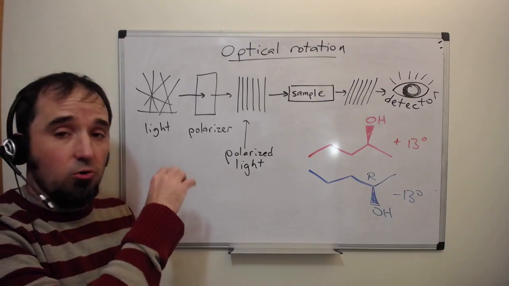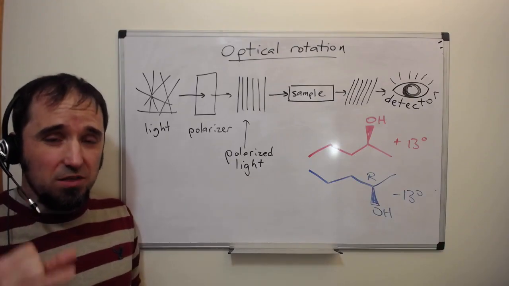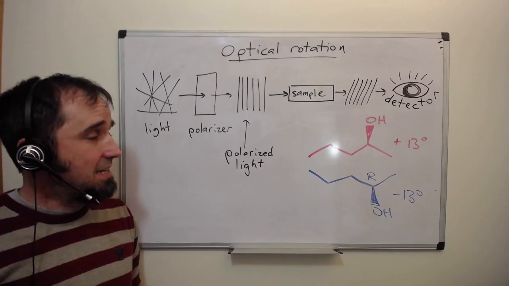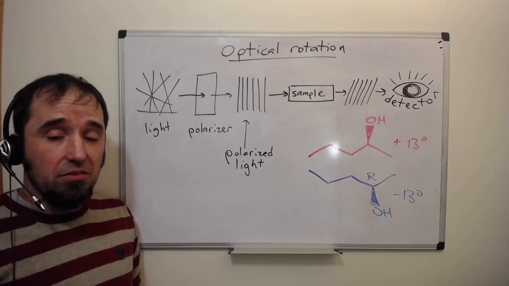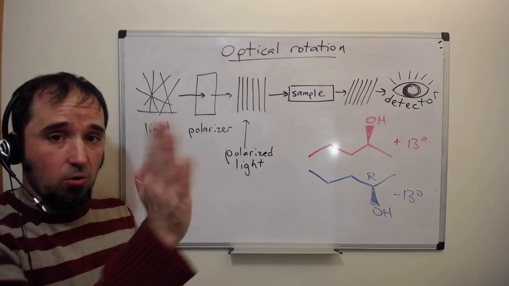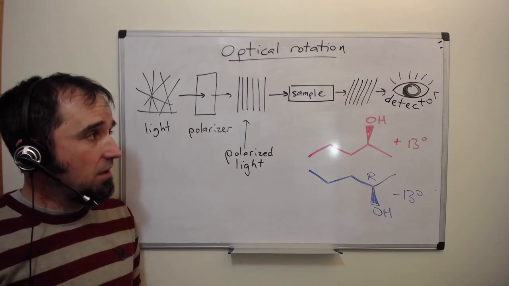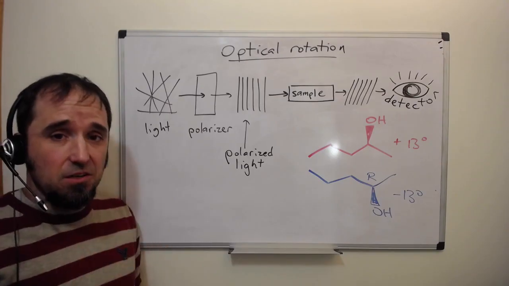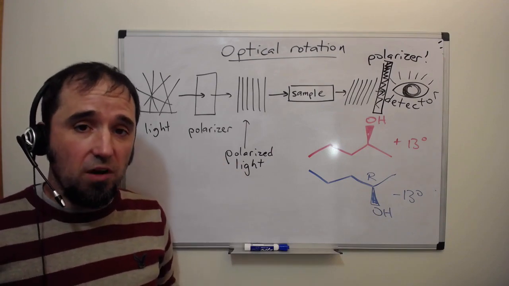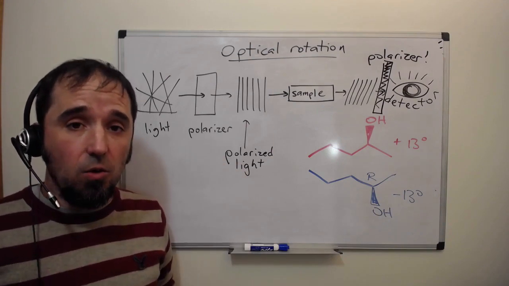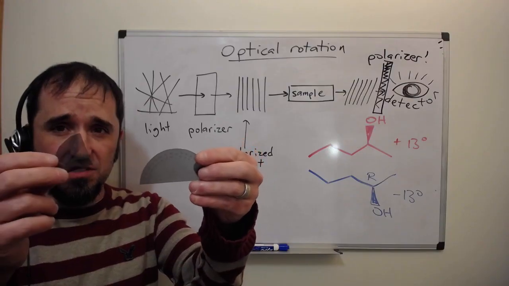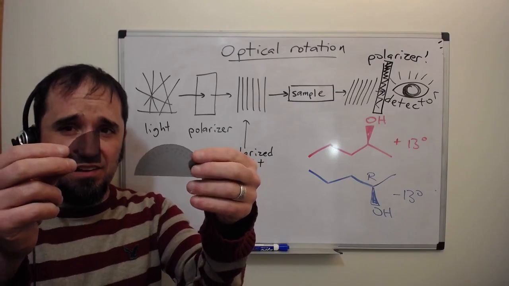That can go through a sample. Typically it goes through a 10 centimeter long tube full of some solution or full of some neat sample. Coming out of that, that plane will now be tilted one way or the other by some amount, and then we go to some detector to see that. I should have another polarizer up there, because we need two polarizers to do this. So in your packet, you've got this one polarizer, and then you've got another piece of plastic. Yours is going to be round. This one I've got is a quarter circle.